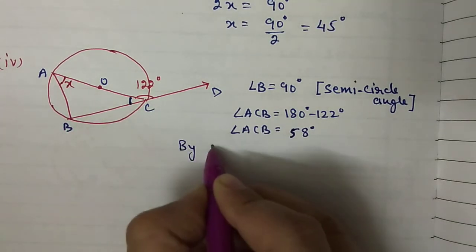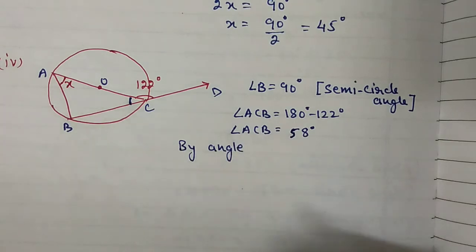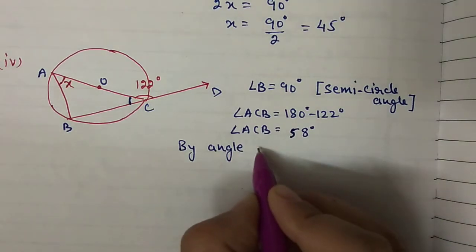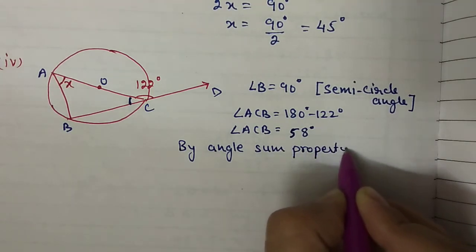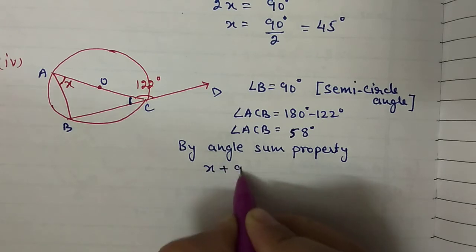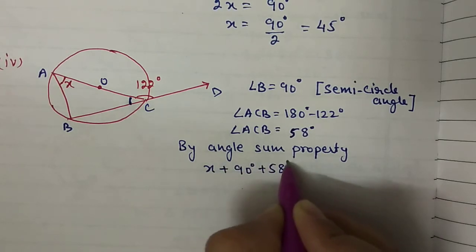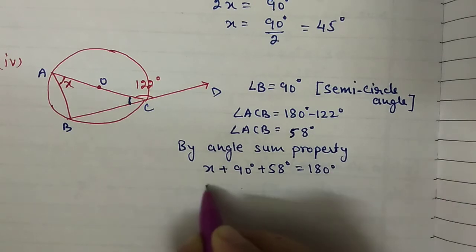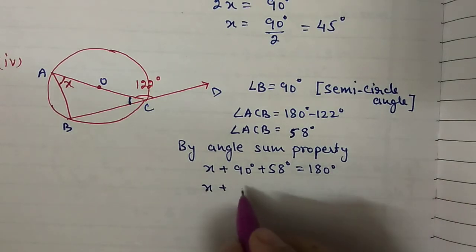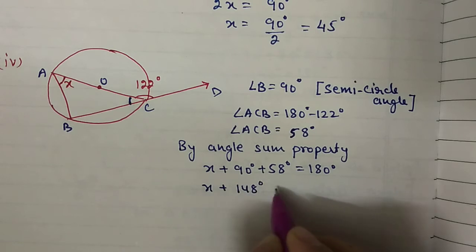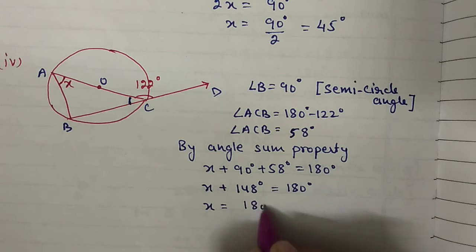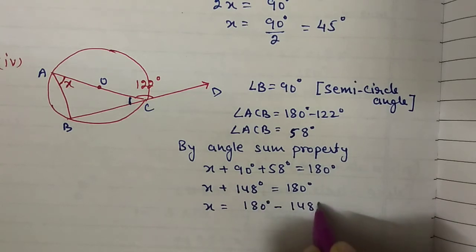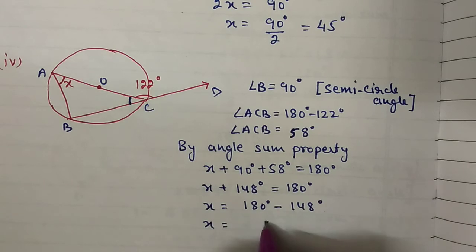By angle sum property, you can do the same question by exterior angle property also. x plus 90 plus 58 is equal to 180 degrees. So 90 plus 58 you will get 148 degrees, equal to 180 degrees. So x value will be 180 minus 148, 32 degrees.